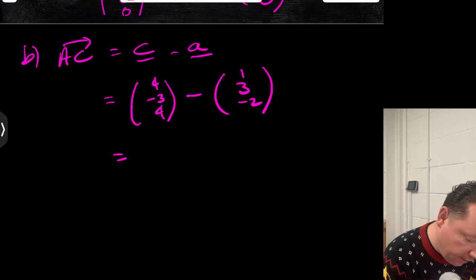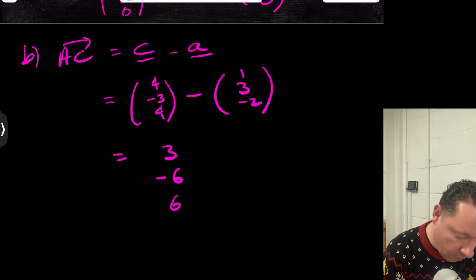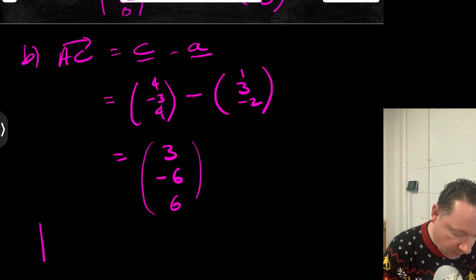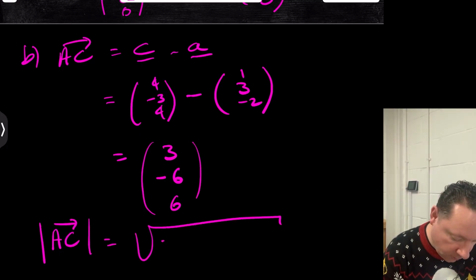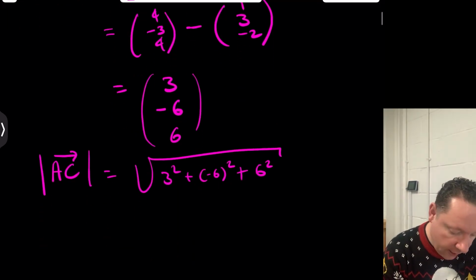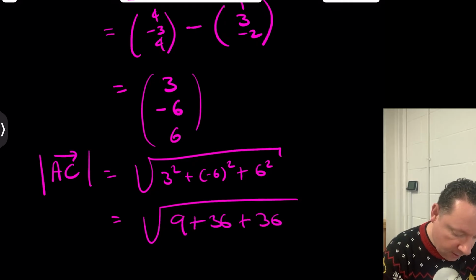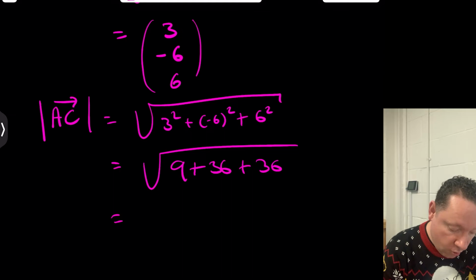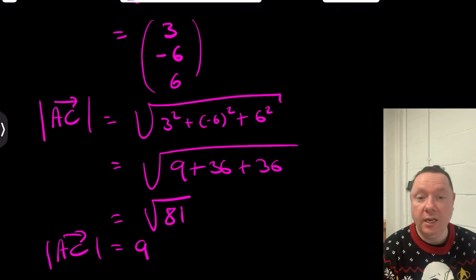4 minus 1 is 3, minus 3 minus 3 is minus 6, and 4 minus minus 2 is 6. So we now know A to C. So the size of A to C is equal to, by Pythagoras, the square root of 3 squared plus minus 6 squared plus 6 squared. So that gives me 9 plus 36 plus 36, which is 81, which means the size of A to C equals 9, because the square root of 81 is 9.